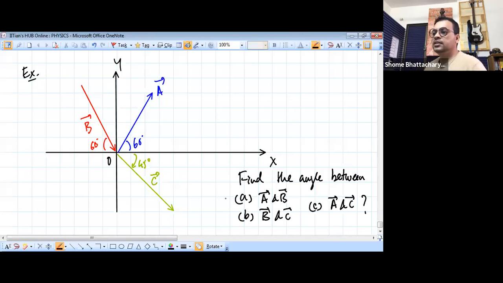Okay, so let me tell you the answers here and then I'll give the justification. Okay, the answer to part E should be 120 degrees. Okay, so far only two people have got that correct. The answer to part B, the angle between B and C, will be 15 degrees. Okay, and the answer to part C, the angle between A and C, will be 105 degrees.